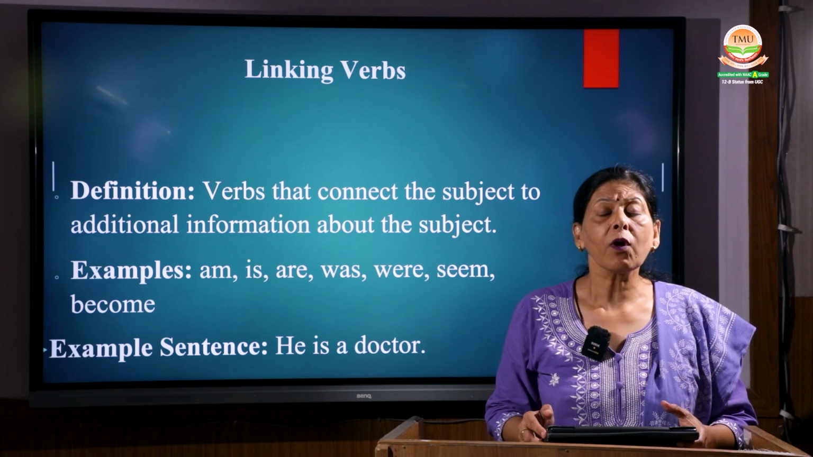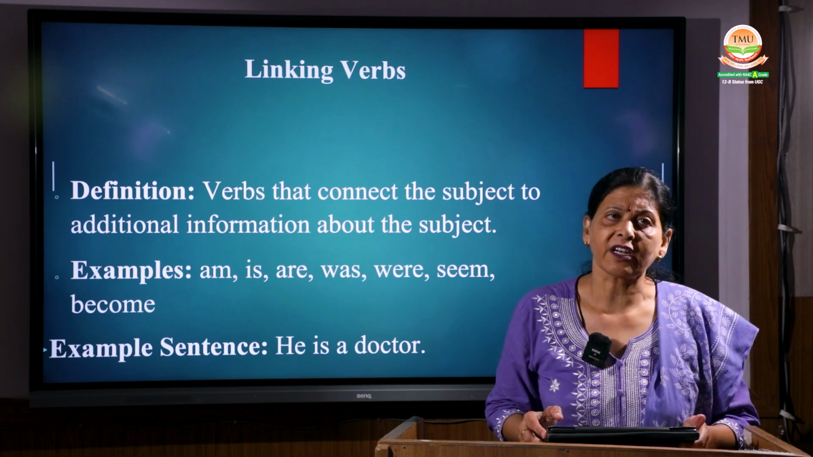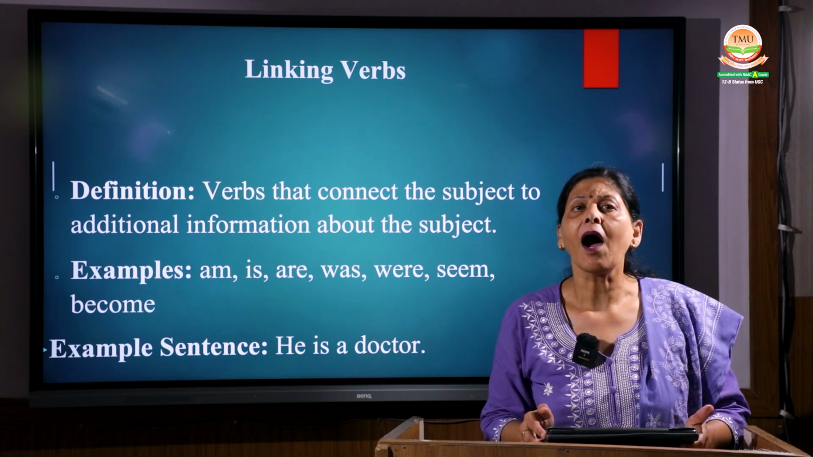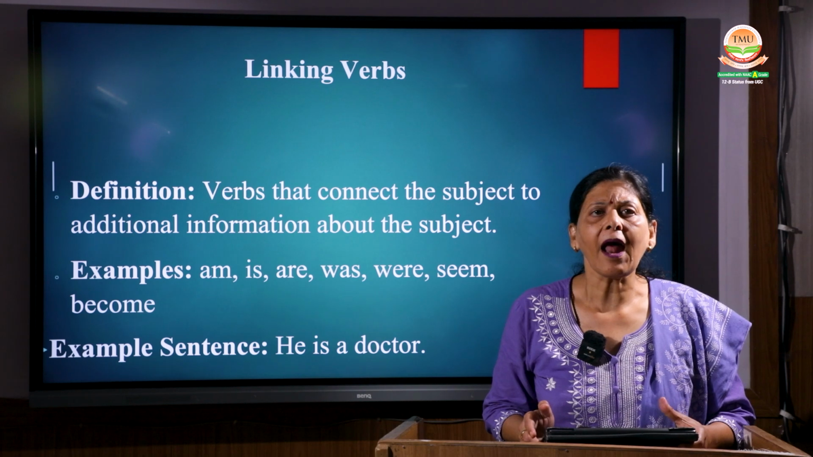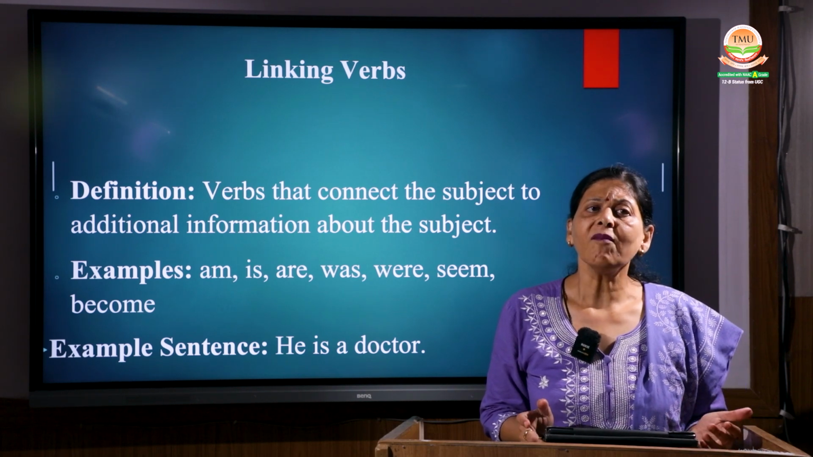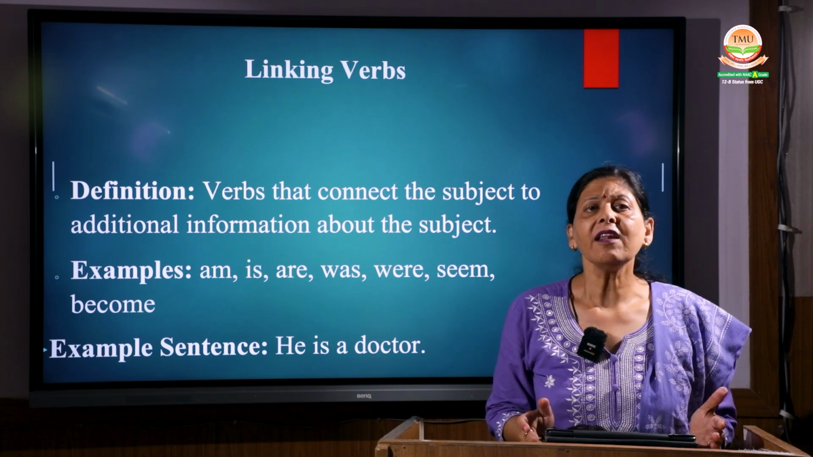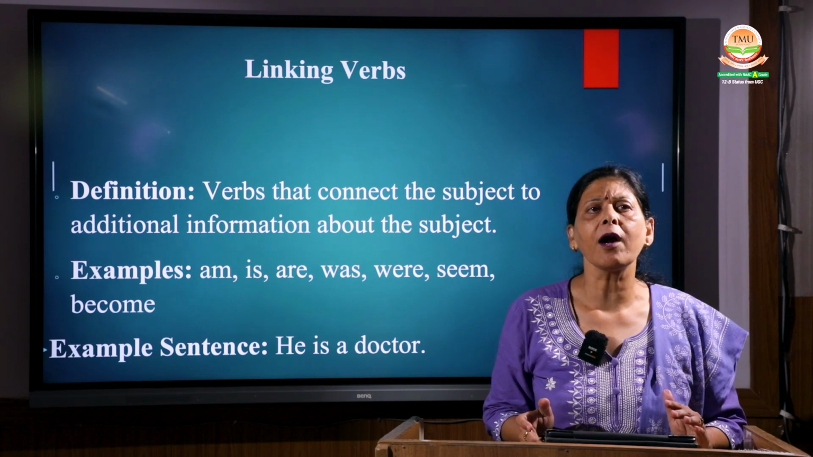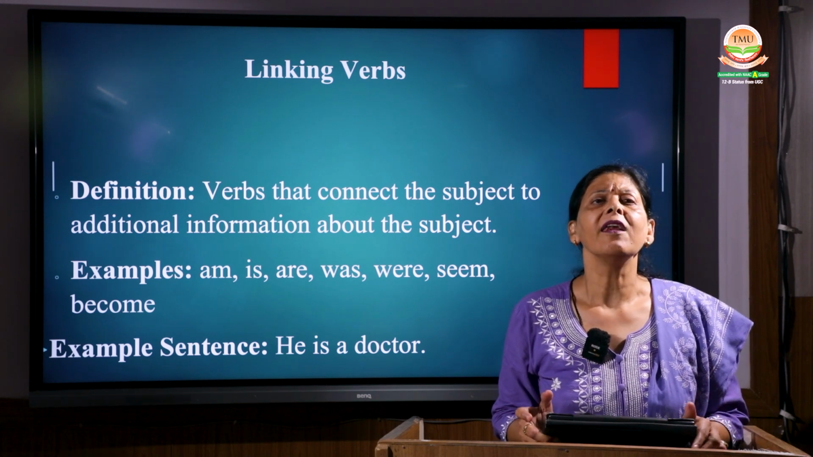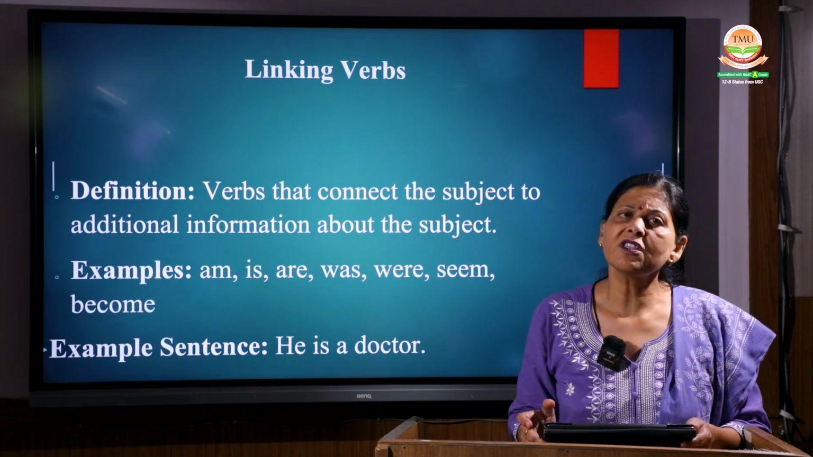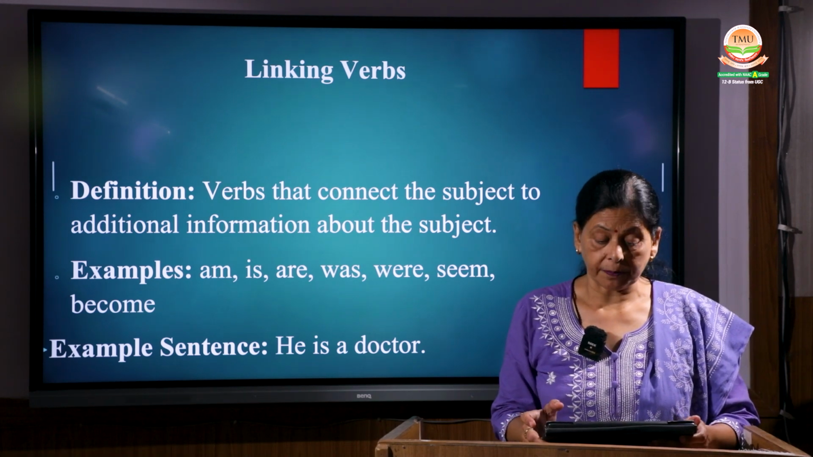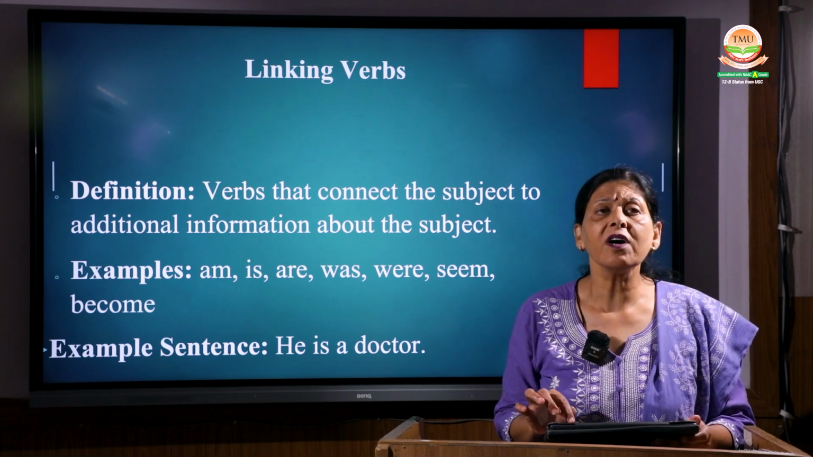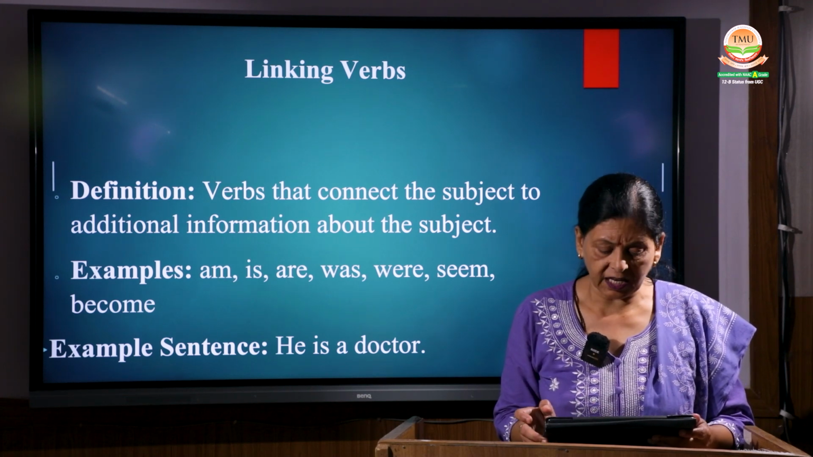I am hardworking. What am I? I is the subject. And what am I? I am hardworking. So I and hardworking, meaning the information about me is that I am hardworking. So these both are linked with the word am. So this is I am hardworking. So such verbs are called linking verbs.